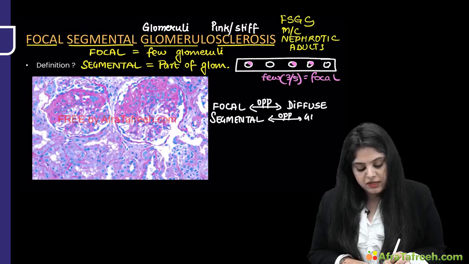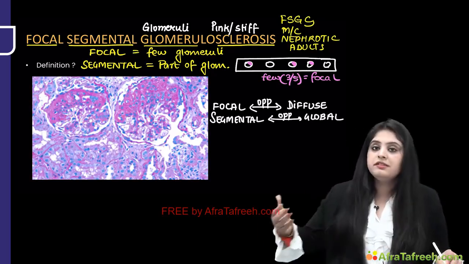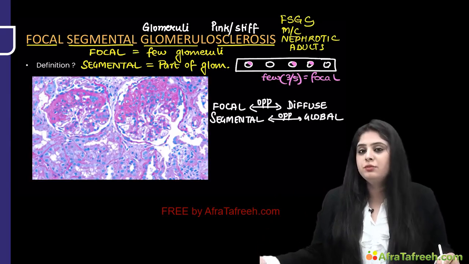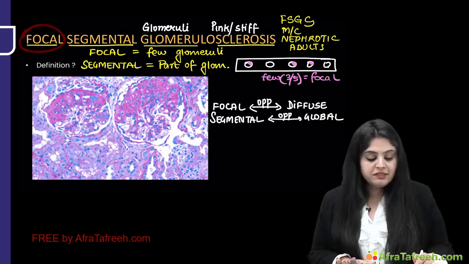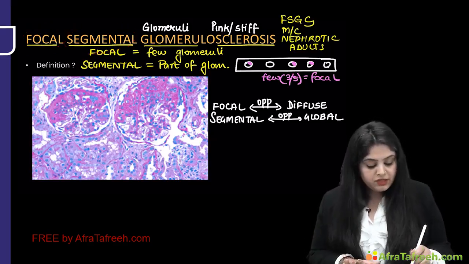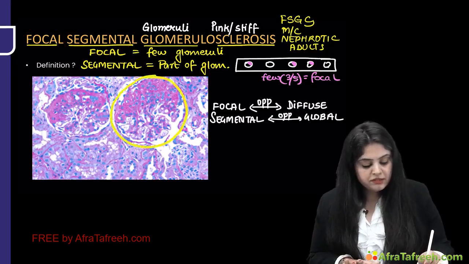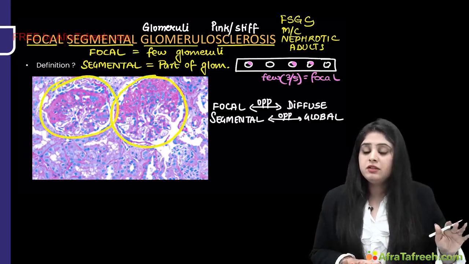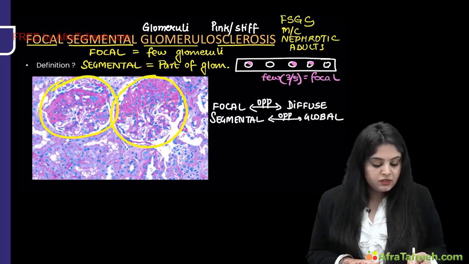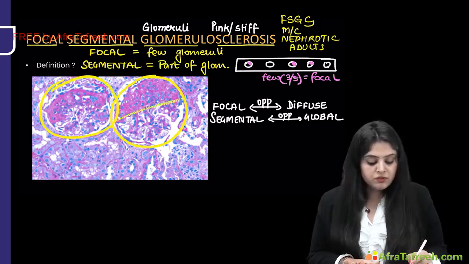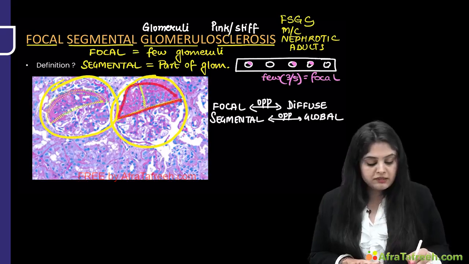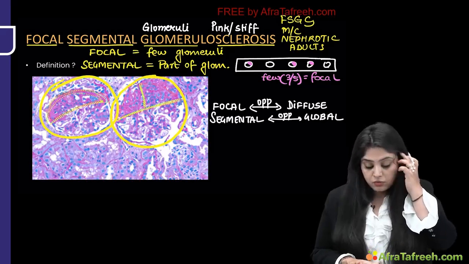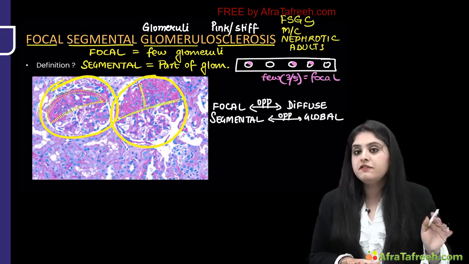These are some opposites that I want to tell you, because later on in other diseases, I will be telling you there is diffuse sclerosis, global sclerosis. Then you won't understand the terminology. So right now, focal means few, segmental means a part. For example, if this is a glomerulus, is the entire glomerulus coming out pink? No. I can see only this much of the glomerulus has come out to be pink. Otherwise, it's not. So little segments are there. That is what we call FSGS. Okay, so the definition is done.